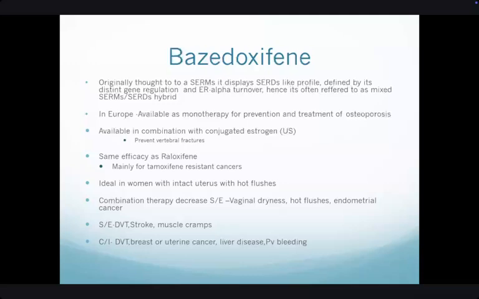It has the same efficacy as raloxifene, mainly for tamoxifen-resistant cancers. It's ideal in women with an intact uterus and hot flushes. The combination therapy decreases the side effects, which only Europe has. It decreases vaginal dryness, hot flushes, and endometrial cancer. But unfortunately, the side effects are still DVT, stroke, and muscle cramps. It's contraindicated in DVT, breast and uterine cancer, liver disease, and PPD.